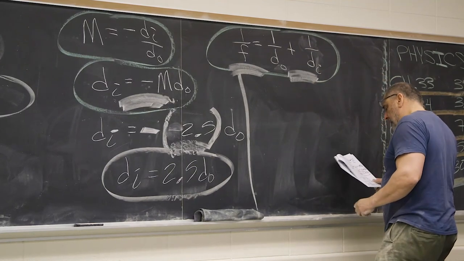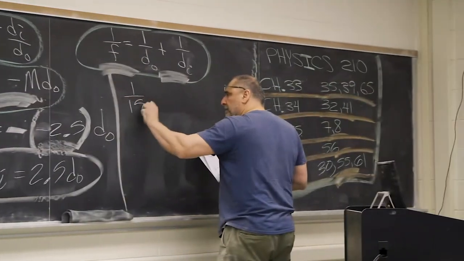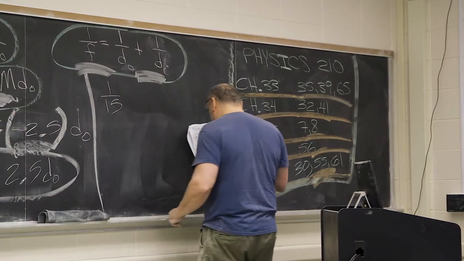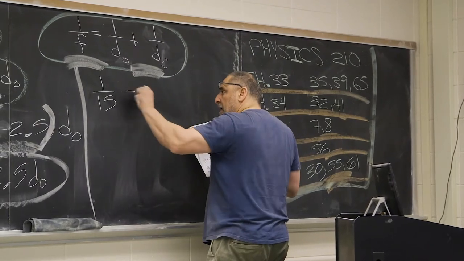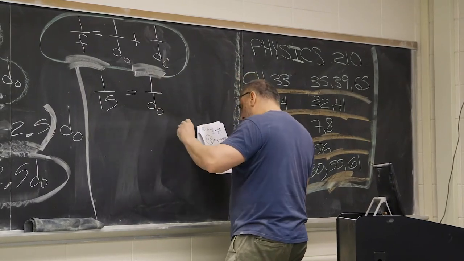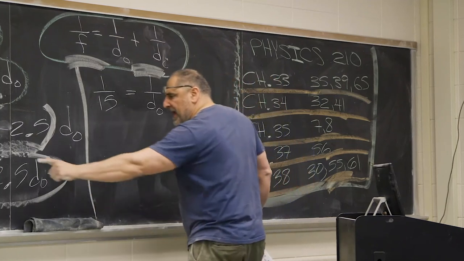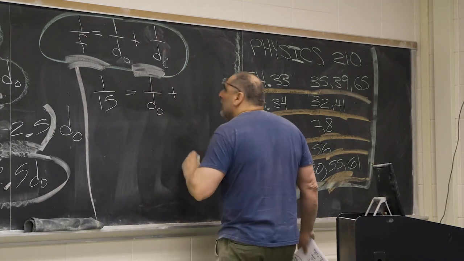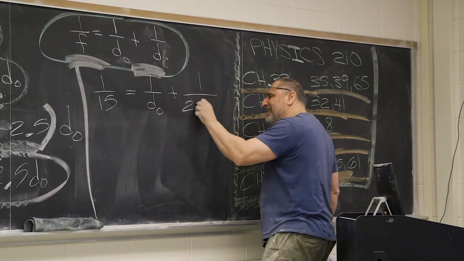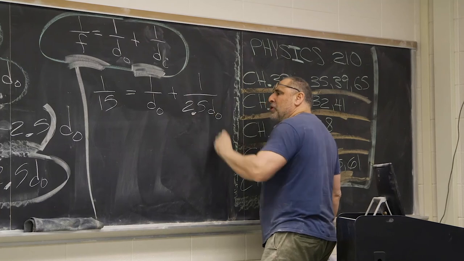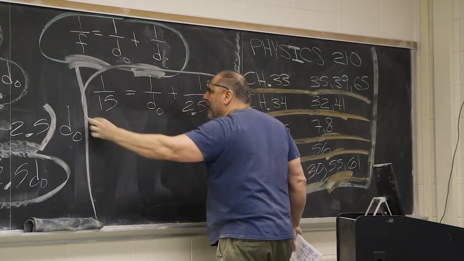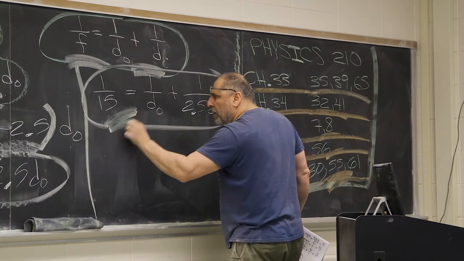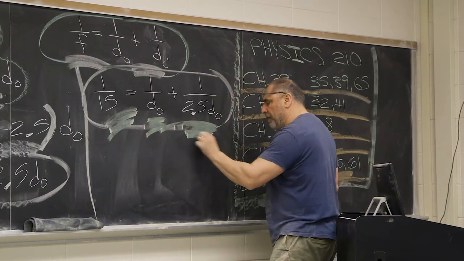And what you got is 1 over F. They told us the focal length is positive 15. Don't know what DO is, and don't know what DI is, but I do know that DI is 2.5 DO. DI is 2.5 DO. This gets you out of the woods the last two problems. Once you get to here, everything's gonna fall in line, you guys. Once you get to here with all this stuff, it's all gonna fall in line.